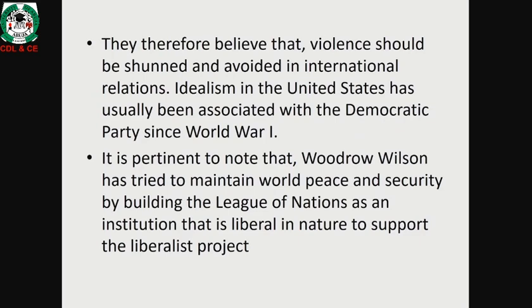Idealism in the United States has usually been associated with the Democratic Party since World War I. It is pertinent to note that Woodrow Wilson tried to maintain world peace and security by building the League of Nations as an institution that is liberal in nature to support the liberalist project.